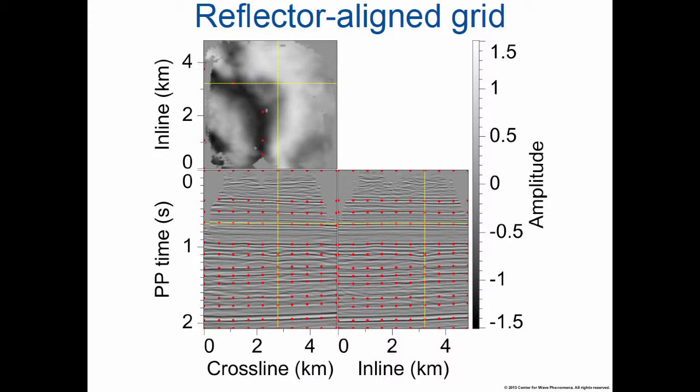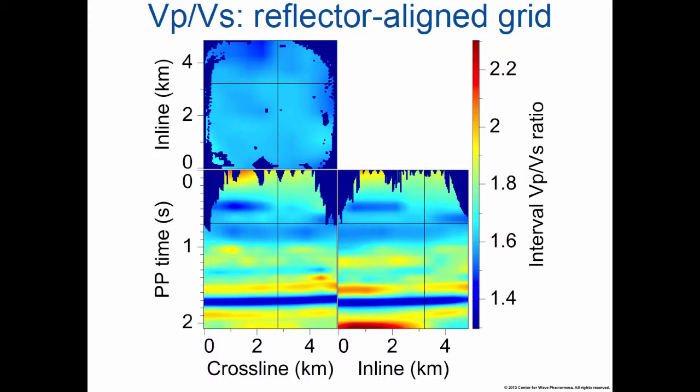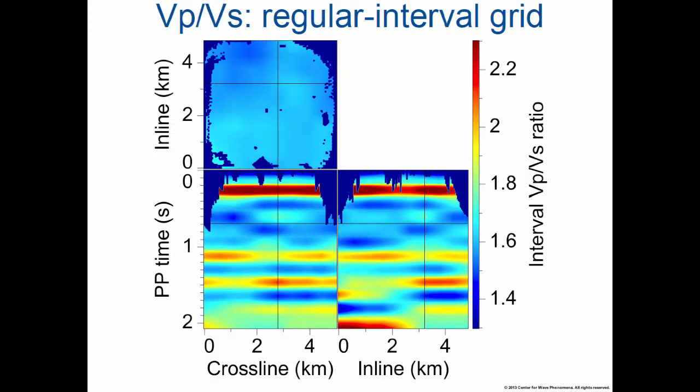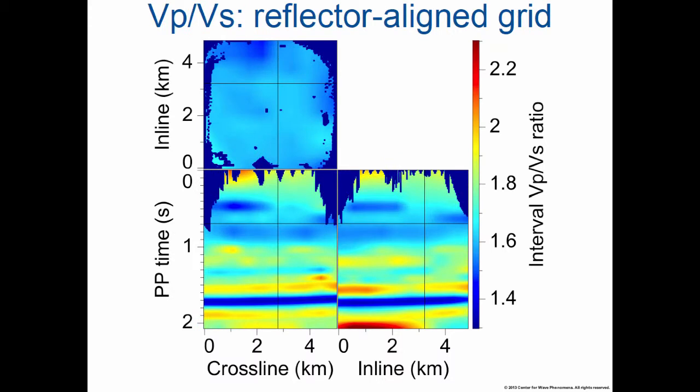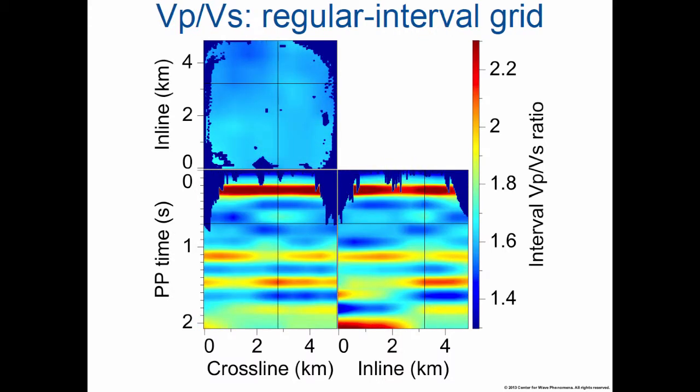This allows us to take advantage of the strongest reflectors in the image and use this coarse sampling grid for smooth dynamic image warping. From this, we obtain the VPVS ratios I've shown you a few times now, which are actually aligned with the reflectors in our image. Comparing this to the VPVS ratios computed from the regular interval grid, we can see that these VPVS ratios are more consistent laterally. A good example of this is in the bottom right panel of this image between 1.7 and 1.8 seconds. You can see a stair-step effect in this low velocity layer where our regular interval grid samples right through that. So this indicates that aligning our grid with the reflectors in the image helped us to improve accuracy in this case as well.